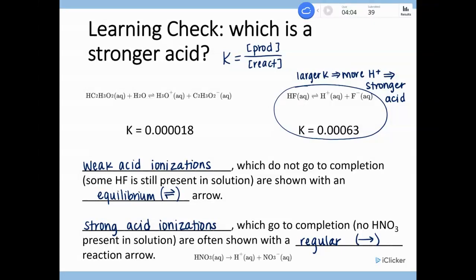And that's because this one doesn't really exist in equilibrium. Because this is such a strong acid, it will just form those ions. And then it is very unlikely that these two ions will come back together to form HNO3.